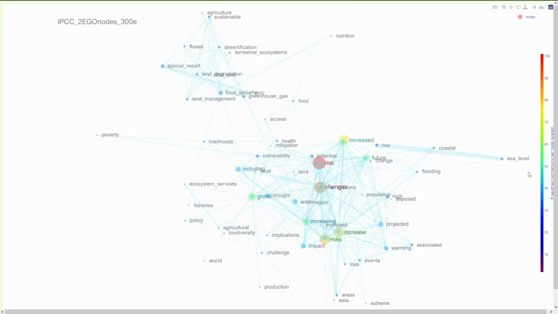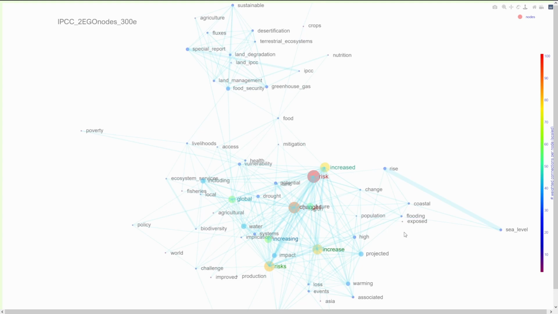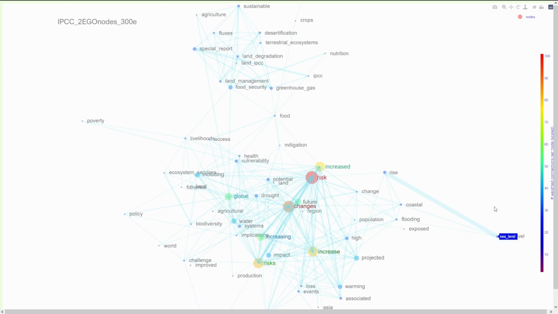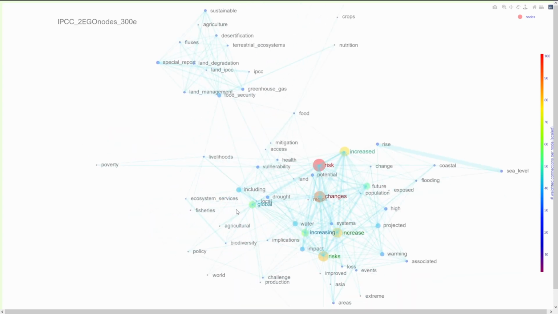And here sea level, again, this is my other ego node. You have now flooding, coastal, the change in population whatsoever. Not as prominent. You have to go to a higher 1,000, 5,000 links to really see the ecosystem flourishing and check then the connections that you have.